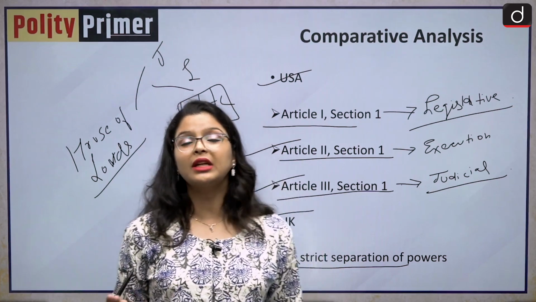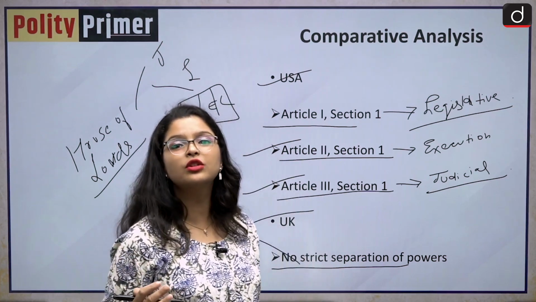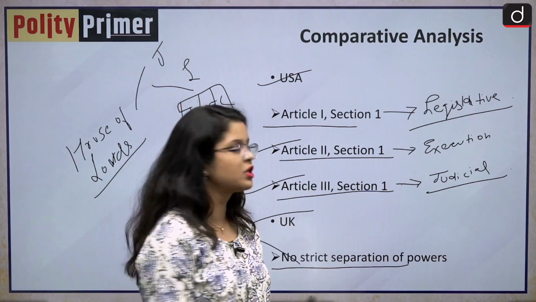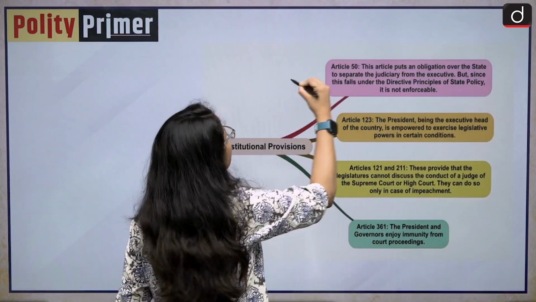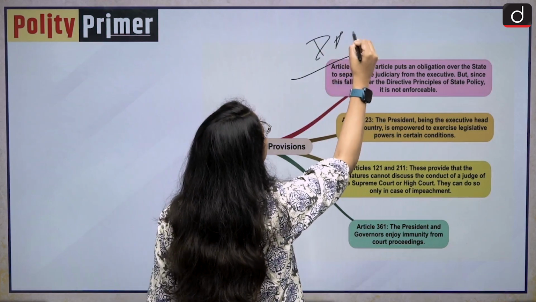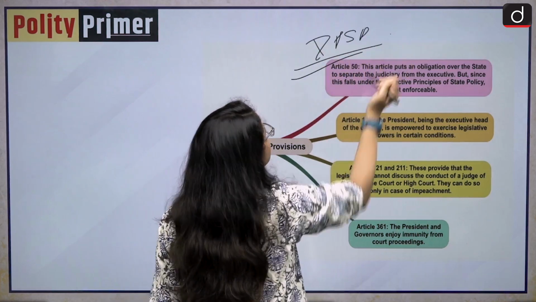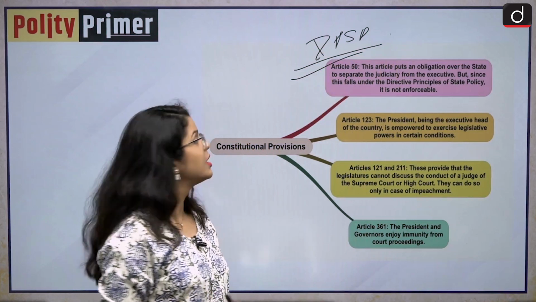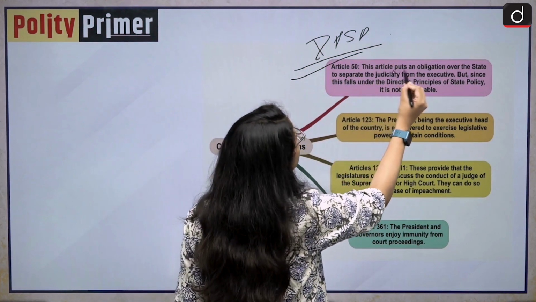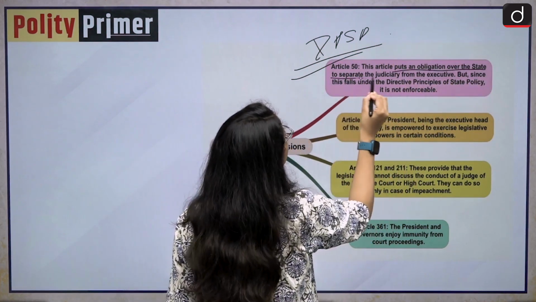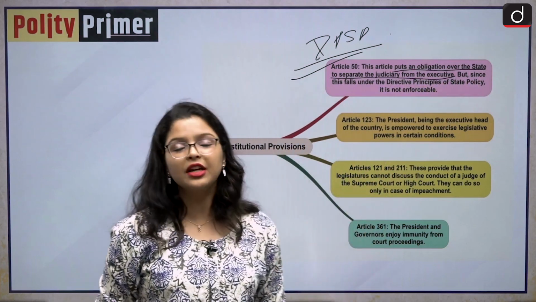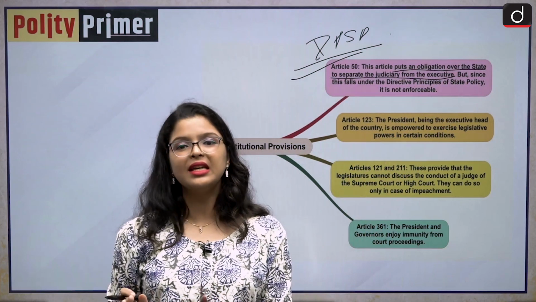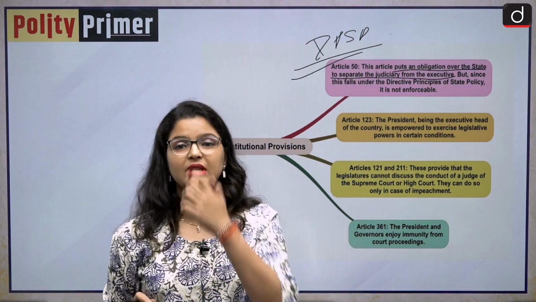But if we talk about India, let us analyze the constitutional provisions of the Indian Constitution. The first is Article 50, which forms part of the directive principles of state policy in our Indian Constitution. This Article 50 puts an obligation on the state to separate the judiciary from the executive. But as it is a directive principle of state policy, it is not legally enforceable.